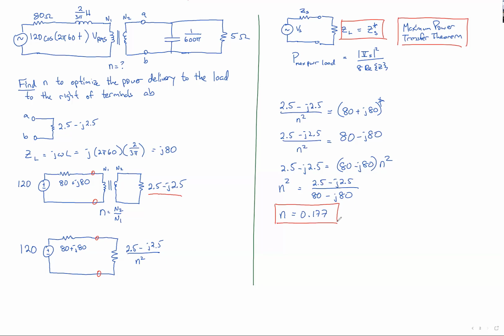Now, it shouldn't bother you that this is not a simple ratio, because we could, for instance, say that this is equal to our N2 over our N1, but we could make our N1 equal to 1,000 turns, and we could make our N2 equal to 177 turns. So that would completely work to optimize our power delivery. And if we wanted to find out what that maximum power delivery was, even though I didn't ask you, you could just plug it into there.